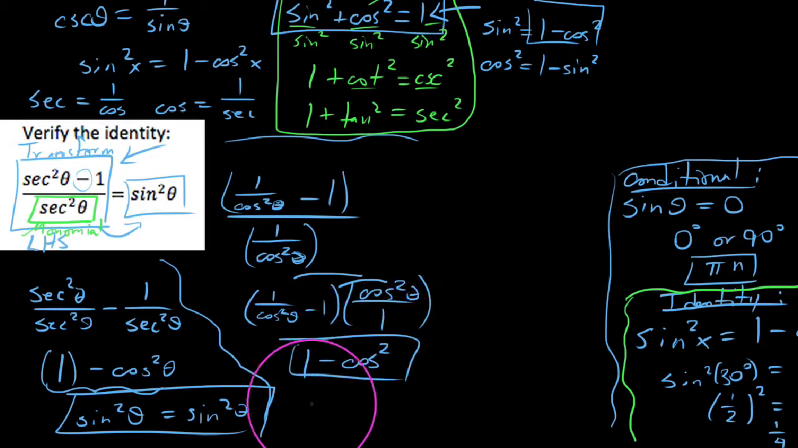And we still end up with this, which we know from our Pythagorean identity is the same thing as sine squared. So we proved that the left-hand side does equal sine squared, which is the right-hand side, so we verified the identity. Okay, so let's try this again up here on the top.